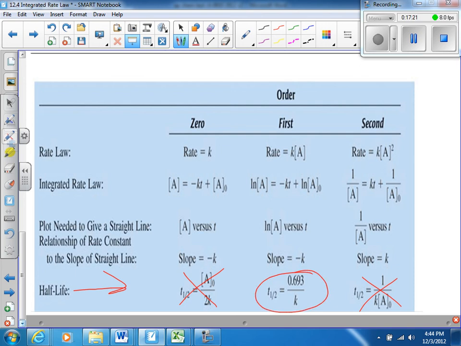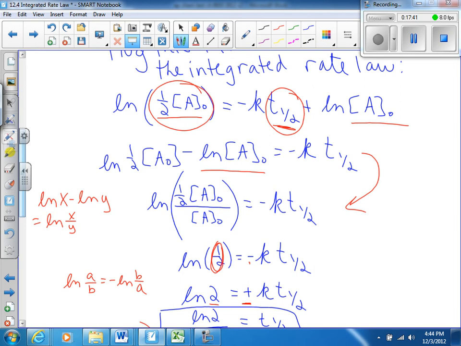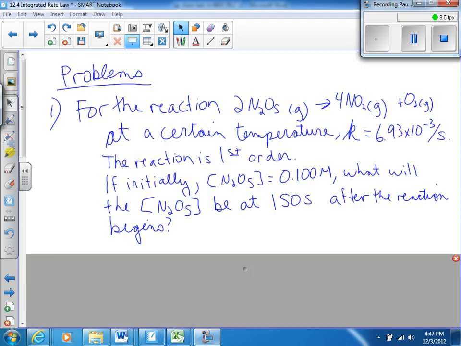And you might wonder, what's this 0.693? We found out that this is equal to ln of 2 over k. Well, if you put ln of 2 in your calculator, you will find that ln of 2 is equal to 0.693. I like to memorize this equation as ln of 2 over k, or if I ever forget it, I can always go through the derivation right here. We know that the half-life is when the concentration is half of the initial concentration, and I just calculate what T1/2 is.